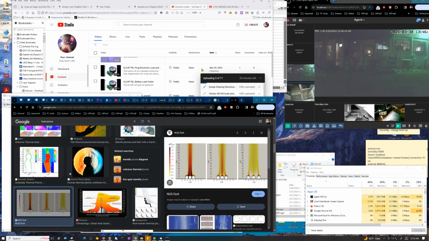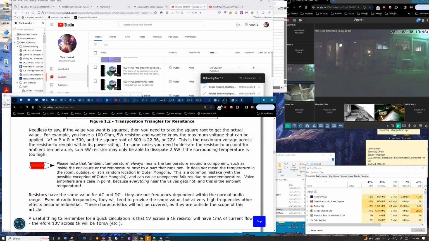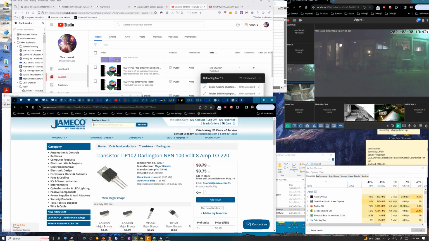But what this guy was saying, and this is perfectly true, is that ambient temperature does not mean the outside temperature when you're specifying component temperatures. That's not what the manufacturer's talking about in their data sheets. So in fact, we can look at a data sheet here, of this random component. I used to use a lot of these, by the way. They're actually okay little transistors.